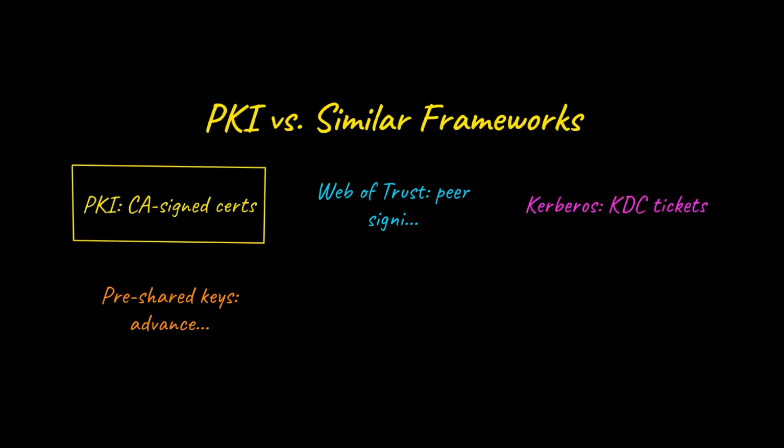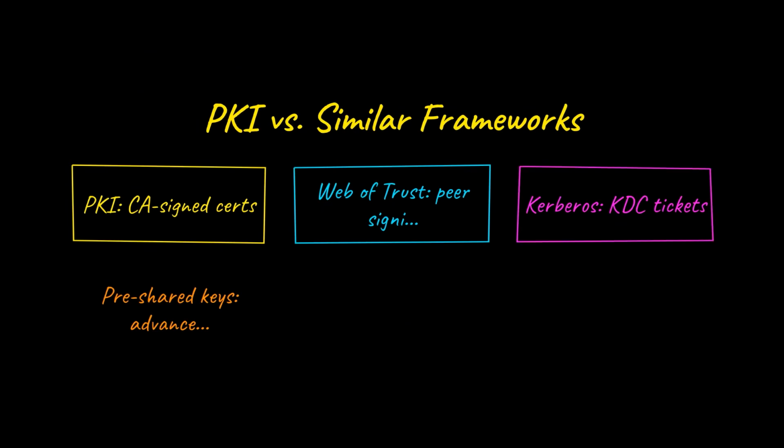PKI is often confused with related systems. The web of trust lets users sign each other's keys directly with no central authority. Kerberos uses a key distribution center and tickets. Pre-shared keys require a secret agreed on in advance. Only PKI uses the hierarchical, certificate-based model that scales to global communication between strangers.